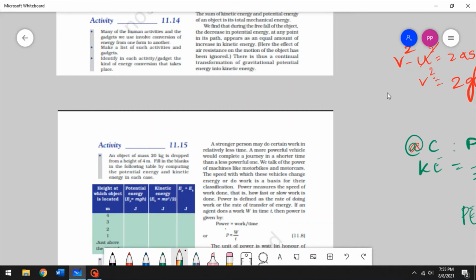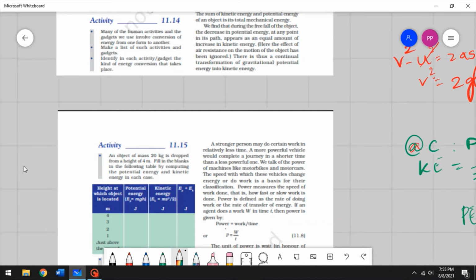And at point C, there was no potential energy, but there was completely kinetic energy. So completely potential energy transferred its complete energy to kinetic energy. That's how potential energy became 0 and kinetic energy was maximum. So continuously, gravitational potential energy was transforming its energy to kinetic energy.